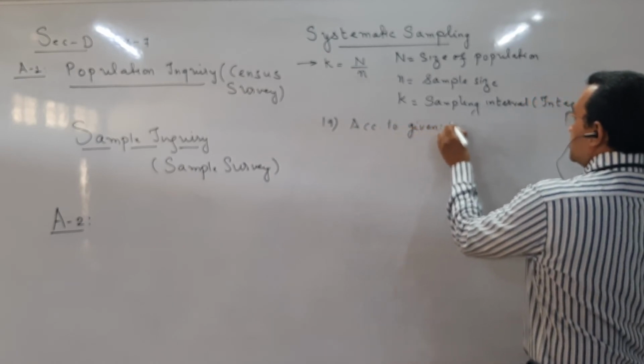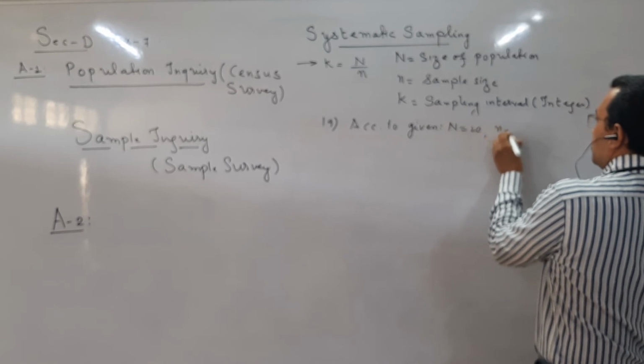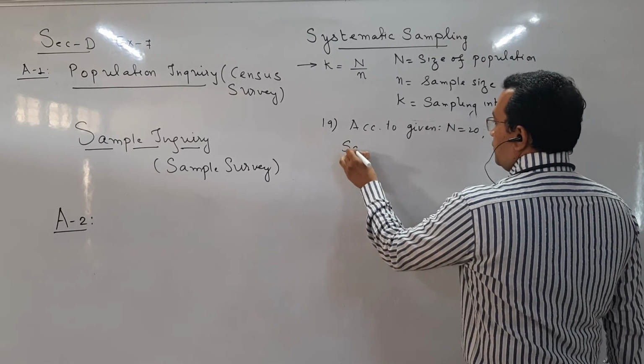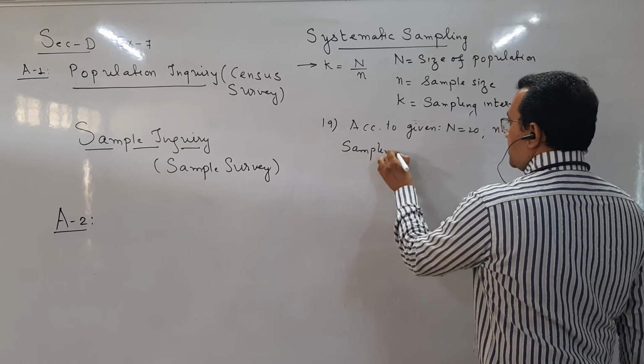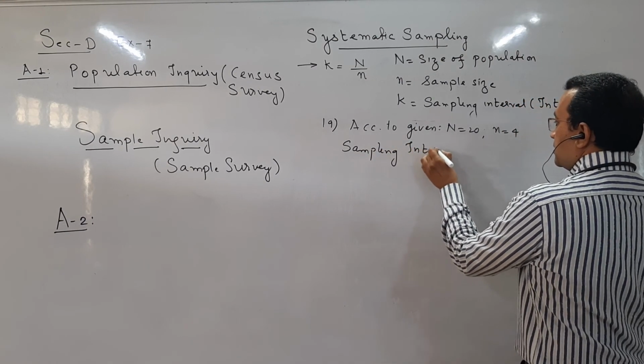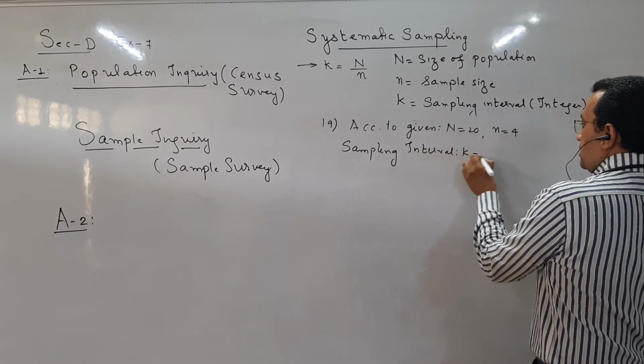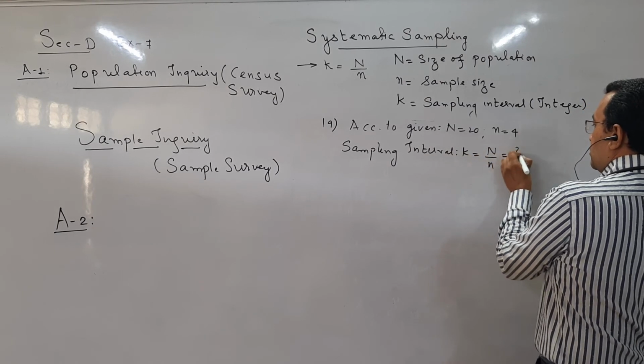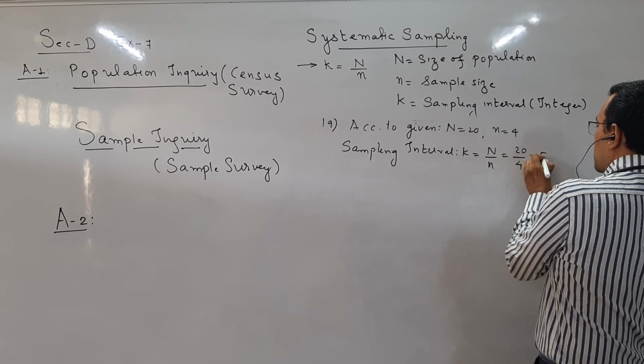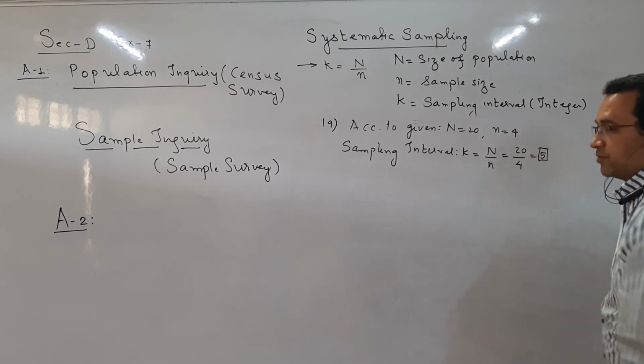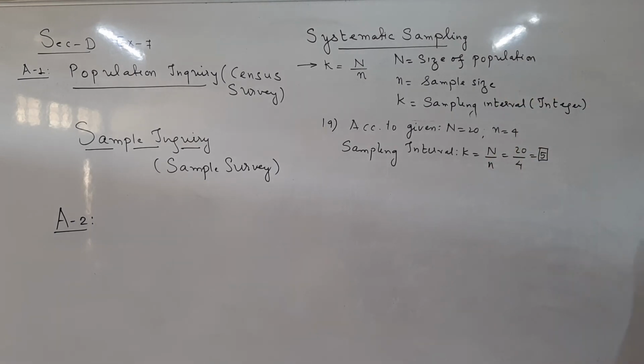According to given, capital N is equal to 20, small n is equal to 4. So first of all we find the sampling interval. k is equal to capital N over small n, 20 divided by 4. So I have 5. So gap should be 5. And I am free to select any one of the units from the first 5. Gap is 5. And students, I am free to select any one of the units from 5.